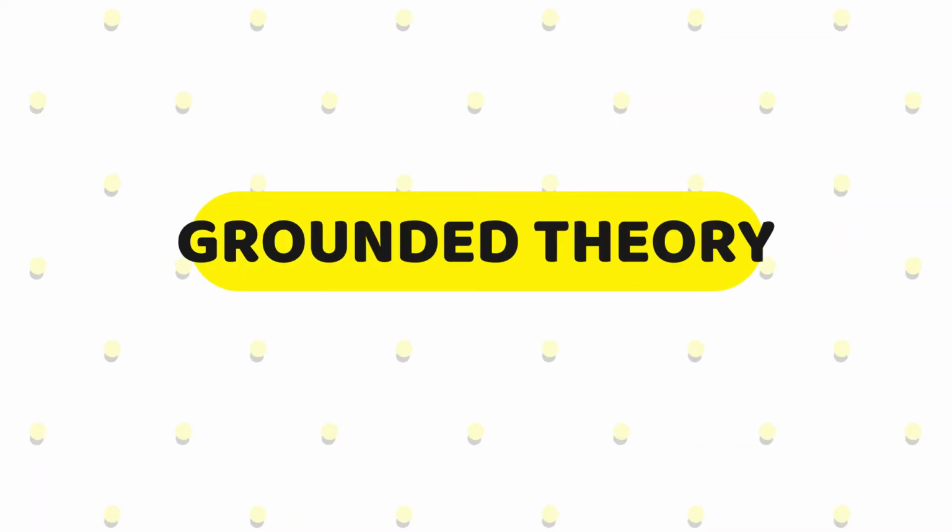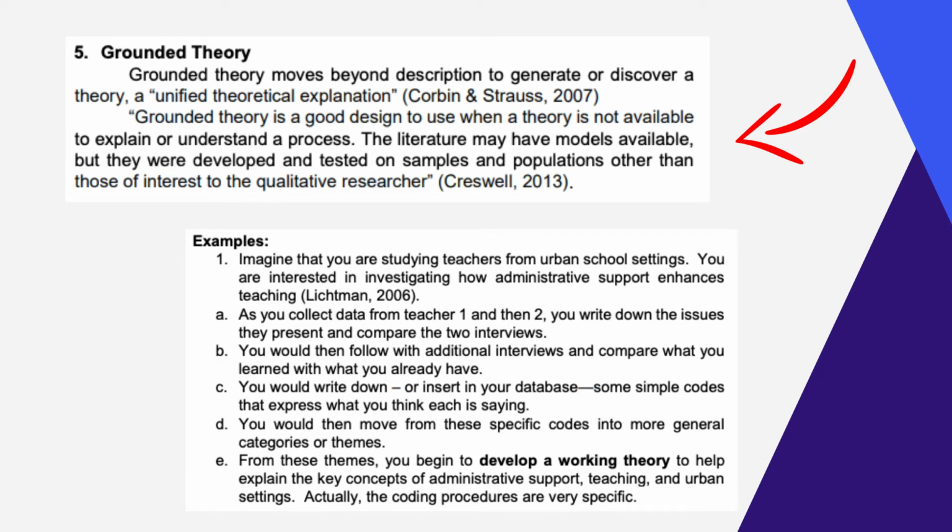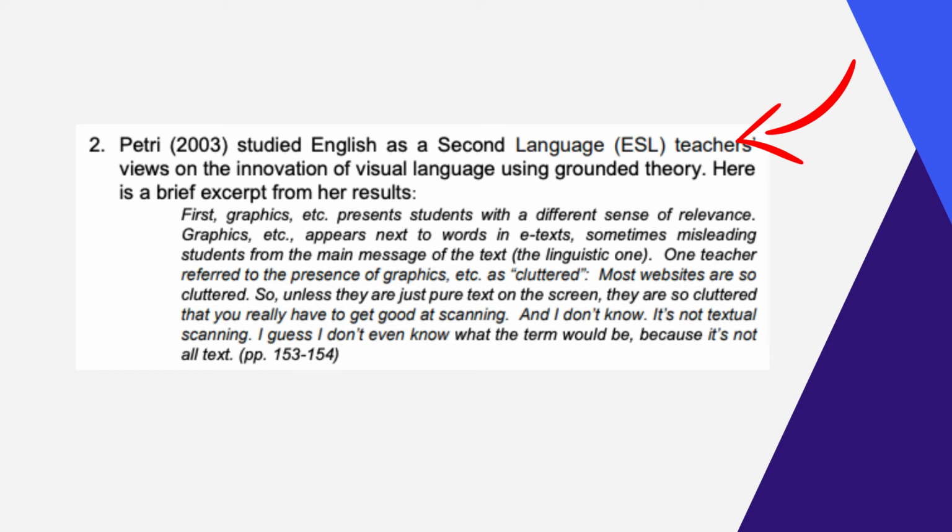Corbin and Strauss in 2007 defined grounded theory as moving beyond description to generate or discover a theory, a unified theoretical explanation, while Creswell in 2013 defined it as a good design to use when a theory is not available to explain or understand a process. For example, imagine that you are studying teachers from urban school settings. You are interested in investigating how administrative support enhances teaching.